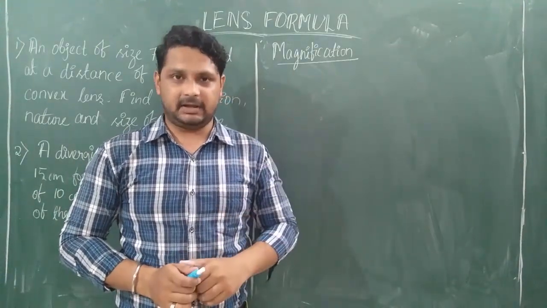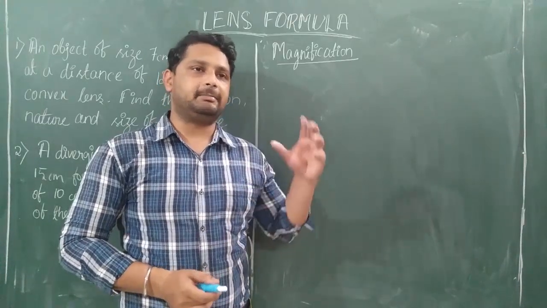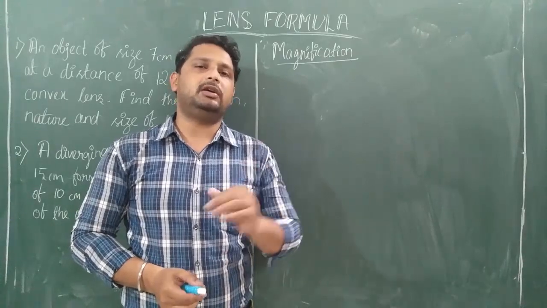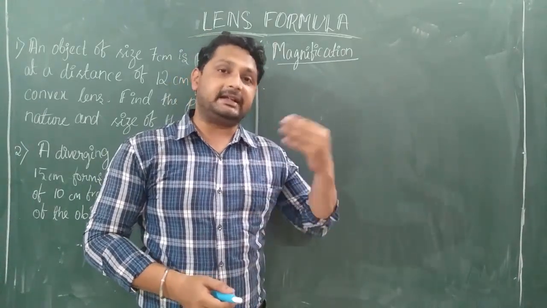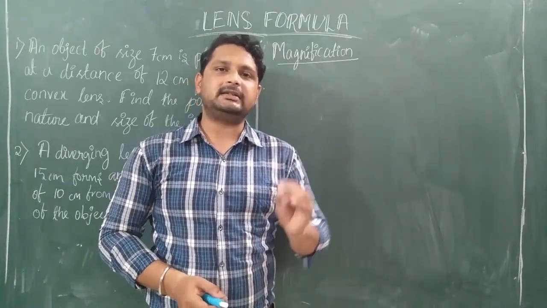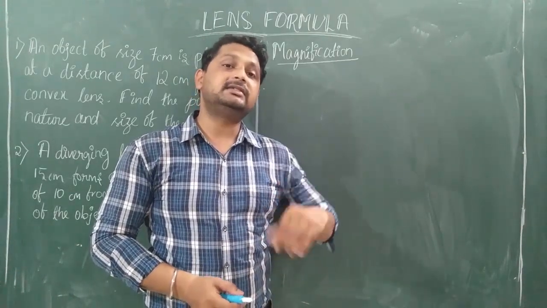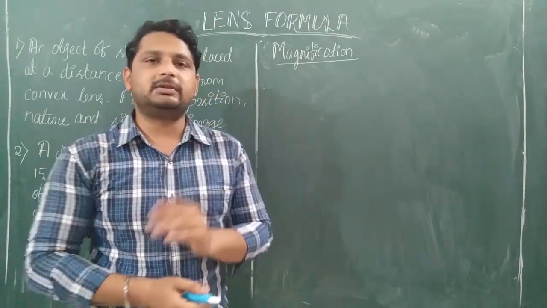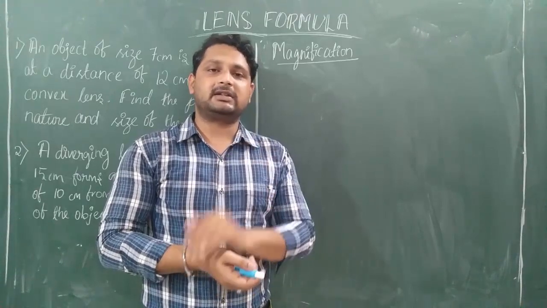Magnification of an image. In the reflection concept or in the mirror formula, we said that magnification tells us whether the image formed is an enlarged one or a diminished one. If the value of the magnification m is greater than 1, then the image is enlarged. If it is less than 1, then it is diminished. If the magnification is negative, what can you consider? What is the possibility if the magnification is negative?